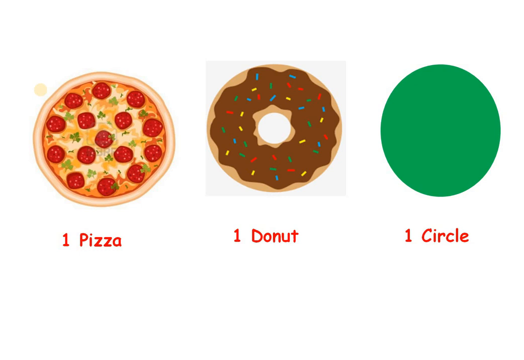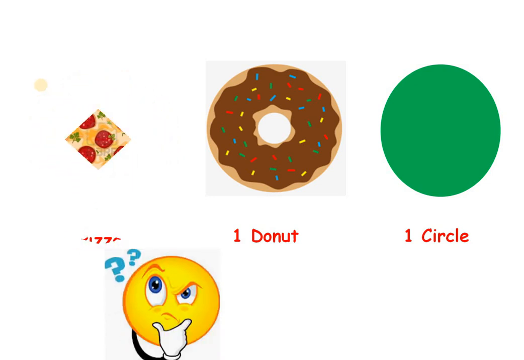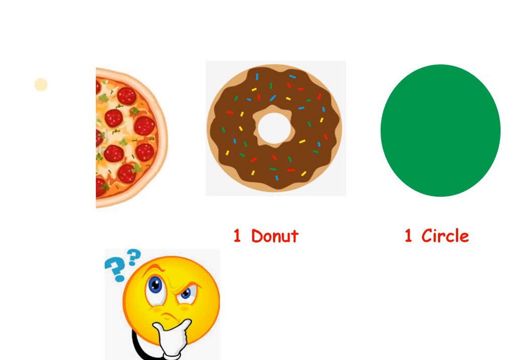But what if we only had part of a whole, like this? We have a part of the pizza, not the whole pizza. So how would we count it then? Let's see if we can count a part of a whole.